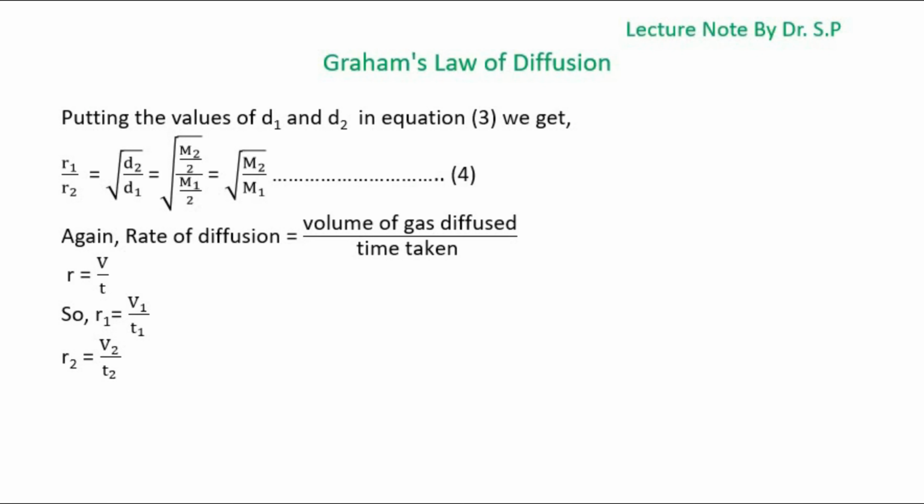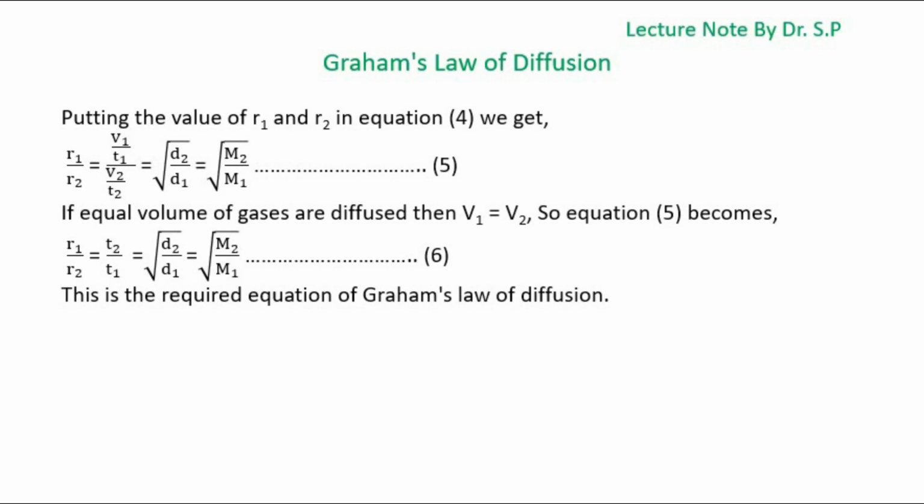Again, we know that the rate of diffusion is equal to volume of gas diffused by time taken. Hence, we can say R is equal to volume V by time t, so R1 is equal to V1 by T1 and R2 is equal to V2 by T2. Putting the value of R1 and R2 in equation 4 we get R1 by R2 is equal to V1 by T1 by V2 by T2 is equal to root under D2 by D1, is equal to root under M2 by M1.